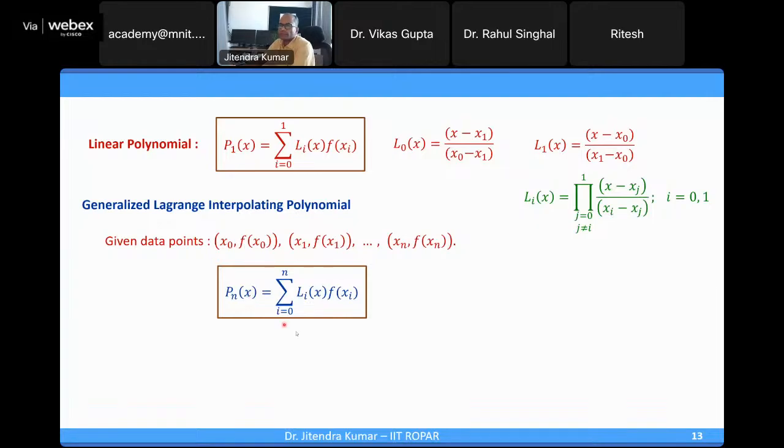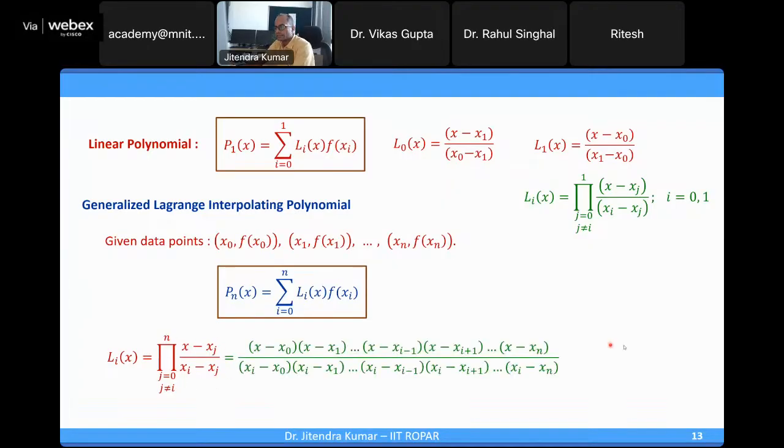But for n also, it is just going to be the sum from i equals 0 to n of L_i(x) f(x_i), where in this case this L_i(x) will be an nth degree polynomial, and it will be given by this product. So you will go from L0. In the case of L0, your j cannot be 0. It will be from 1 to n, and there will be a product of such expressions. So like this, it is given here.